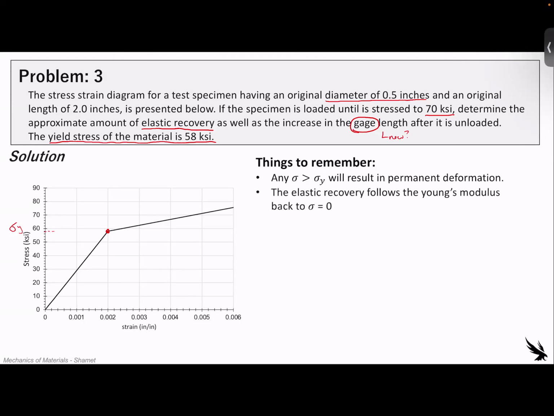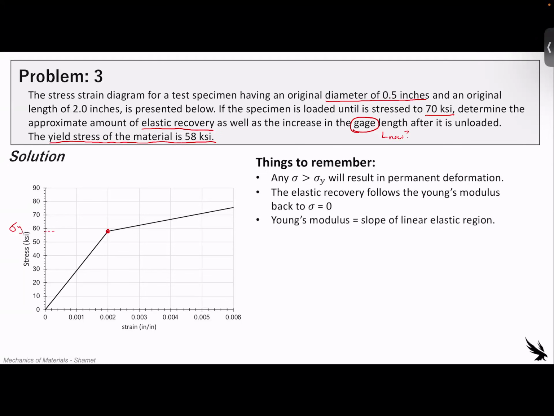So elastic recovery follows the Young's modulus back to a stress of 0. If we load the material greater than 58 KSI, then the path back to a stress of 0 will follow the Young's modulus slope. And I'll show that here in a second.